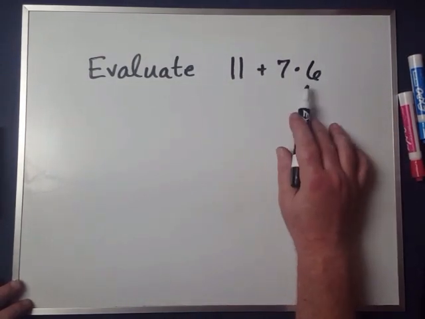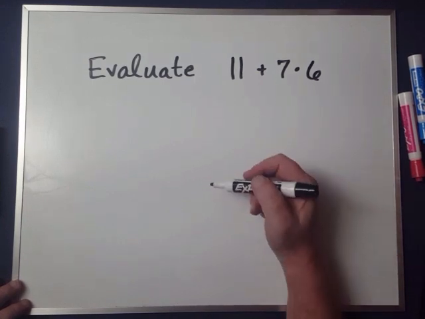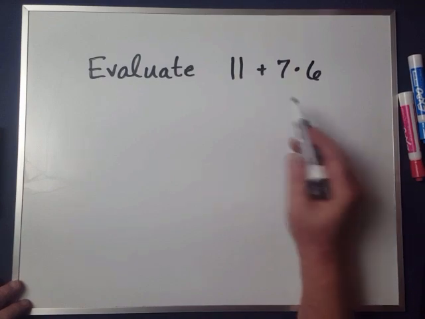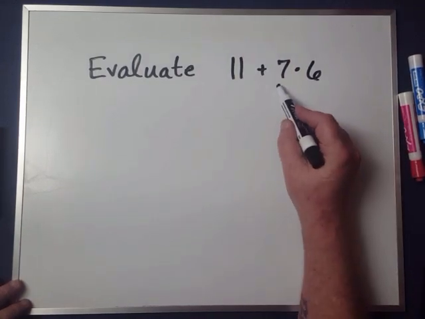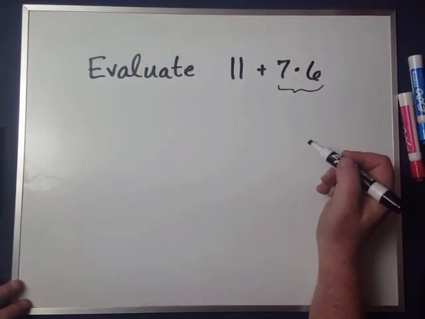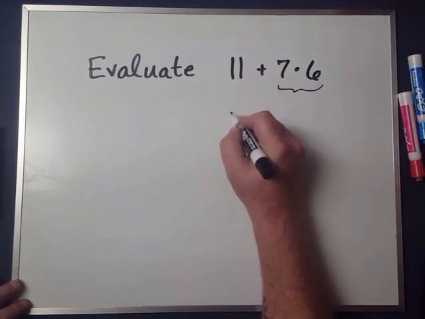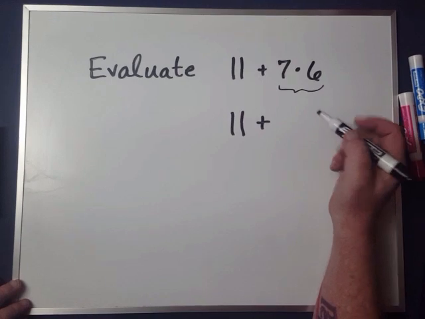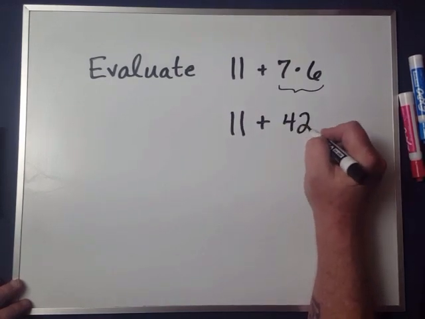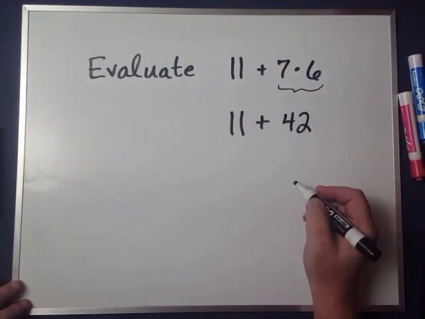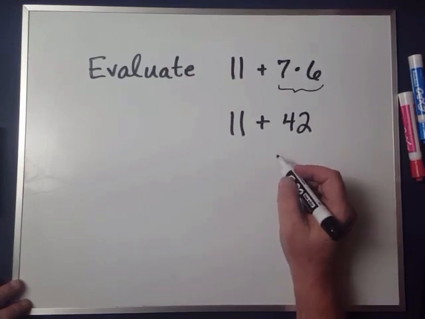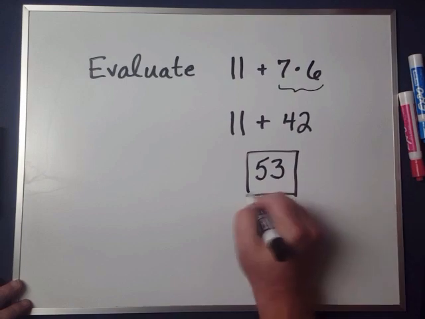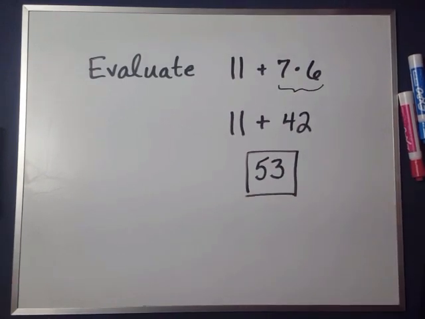And so, when we're asked to evaluate, we say, okay, what all is going on here? I have an addition, I have a multiplication. What should be done first? Multiplication comes before addition in the order of operations. So the first thing I'll do is carry out this multiplication. We have 11 plus this product. 7 times 6 is 42. And then the only thing left to do is add. And that's going to give me a total of 11 plus 42 is 53. Get in the habit of circling or boxing your answers.